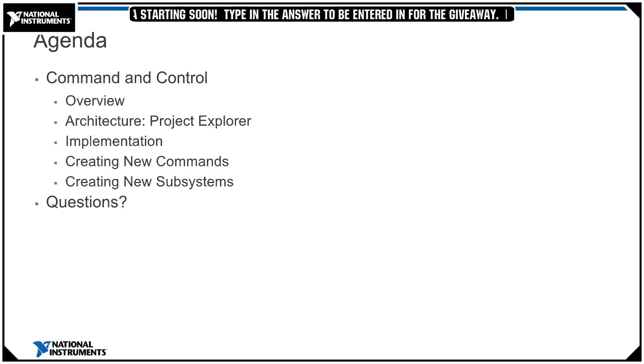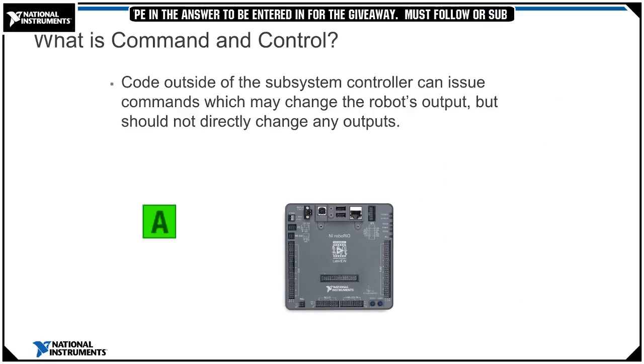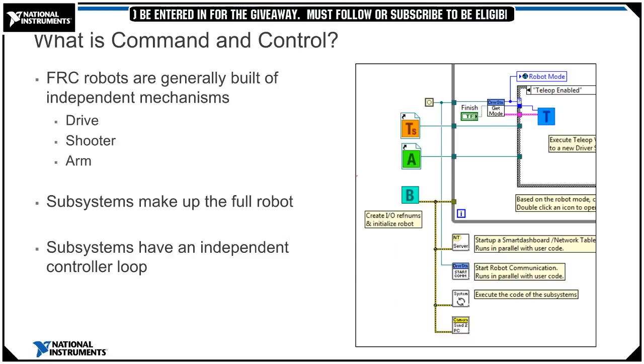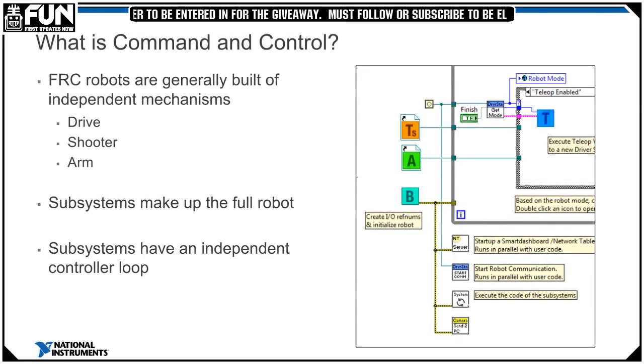So looking at what is command and control. Command and control is the recognition that FRC robots are built up of relatively independent mechanisms, right? You have your drivetrain, you have your shooter. If you're shooting balls like we were last year, you might have an arm or a gear pickup or a power cube pickup. Each of these is referred to as a subsystem, and they each need code that will coordinate the various sensors and actuators of that individual subsystem in order to complete the requested commands or actions such as close a gripper or lower the arm.